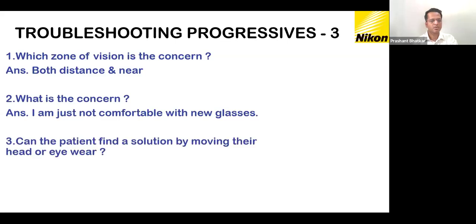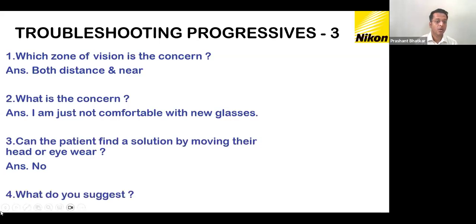I'm not happy. So can the patient find a solution by moving their head or eyewear? You ask some more relevant questions. You ask, is it better if you turn your head to the right or left? Does it become a little more clear? And the patient says, no, whatever I do, it is not clear. You just didn't give me a good lens. I'm not happy with what you've done. What do you suggest? What do you do? What is the first thing you would want to check?